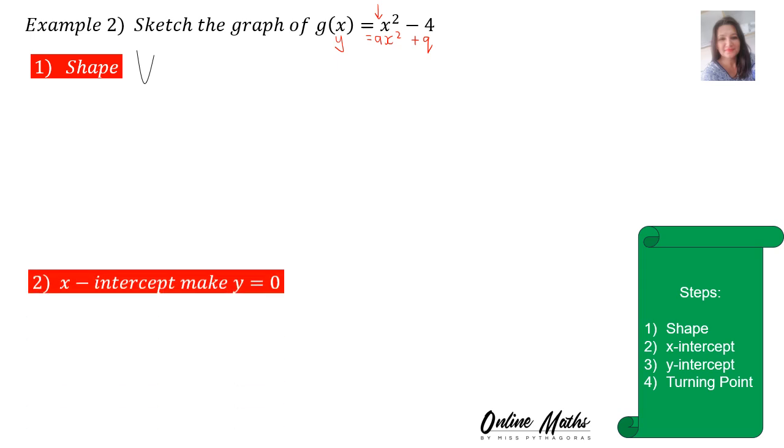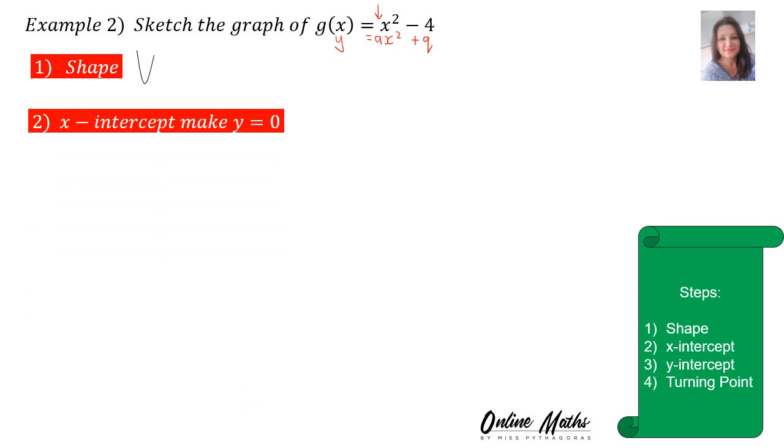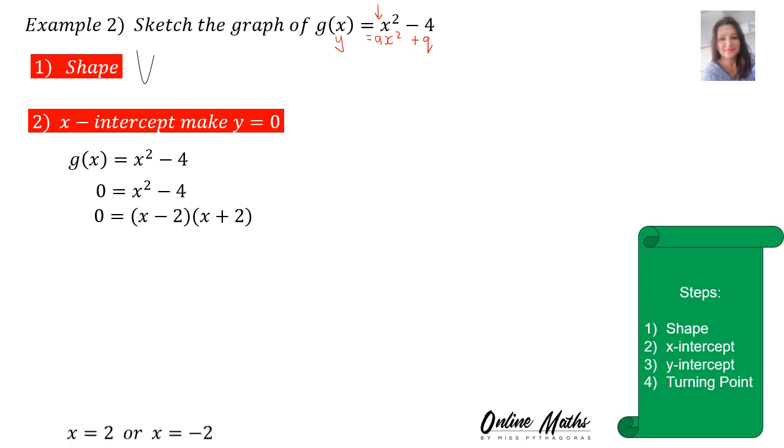Step 2, x-intercept, the rule is make y 0. There's the equation. In y's place we substitute 0. And on the right hand side we find x squared minus 4, which is the difference of two squares. And when we factorize that one, we end with x minus 2, x plus 2. And the answer, x is 2 or x is negative 2. And as a coordinate, that one will be 2 and 0, and the other one negative 2 and 0.